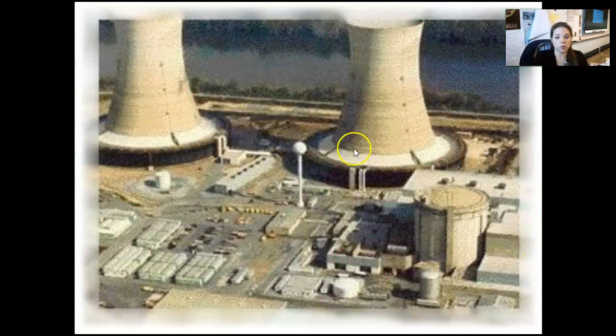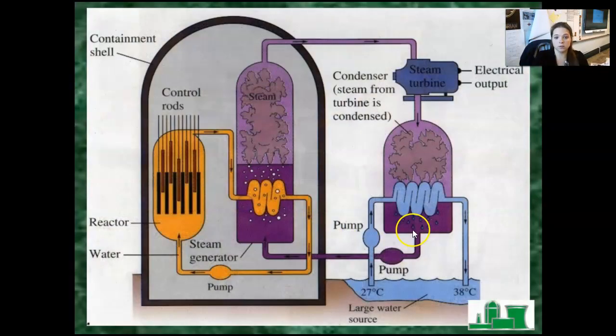Okay, so this is what's going on in the nuclear plants. In a nuclear plant, this is just a simplified version of it, where you have a containment shell with the reactor, and inside the reactor, you have the fuel rods and the control rods, along with water or a moderator. And this is going in a circle. Remember, when this is going on, it's getting really, really hot.